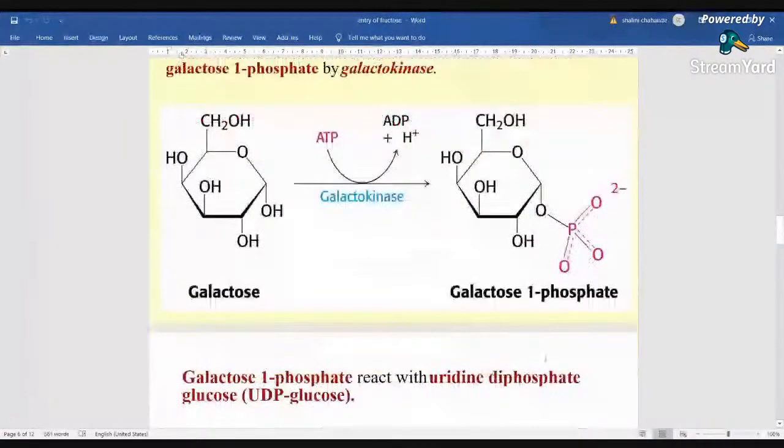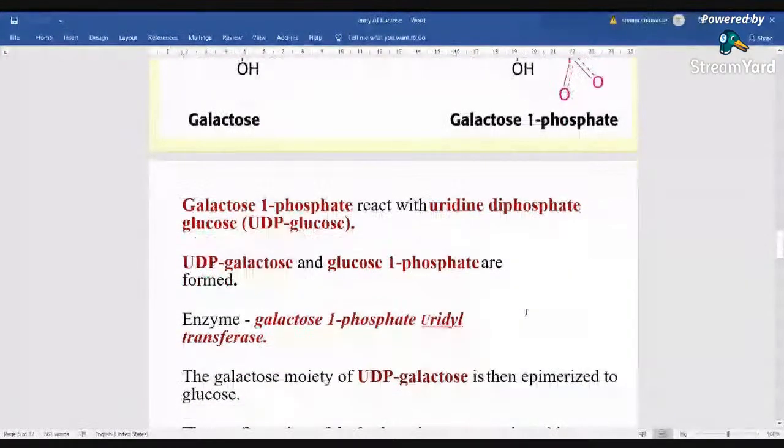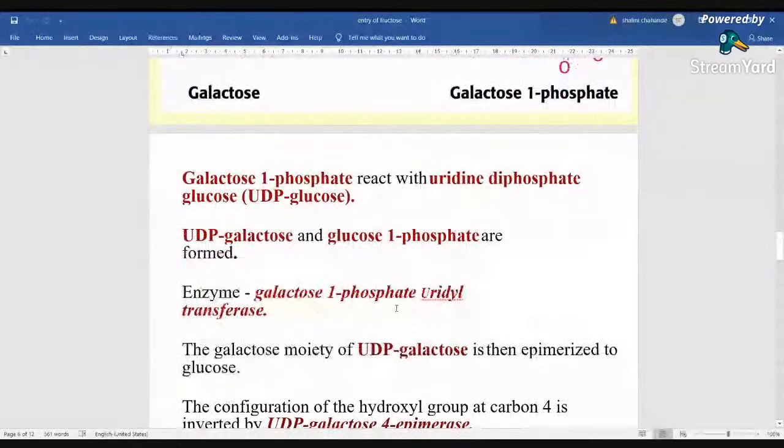Now here galactose 1-phosphate reacts with UDP glucose, that is, uridine diphosphate glucose. So what will be the resultant molecules? It will be UDP galactose and glucose 1-phosphate. The enzyme is galactose 1-phosphate uridyl transferase. Why uridyl transferase? Because there is a transfer of a uridyl derivative.